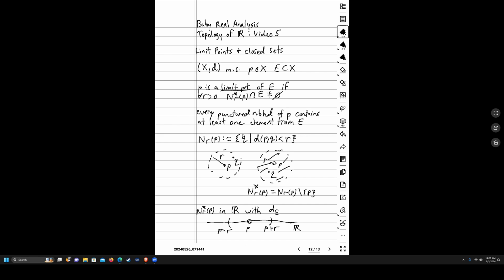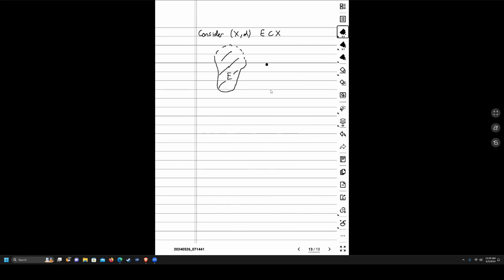All right, so limit point. P is a limit point of a set E if every punctured neighborhood of P contains at least one element of E. So I'm going to draw a picture to represent what that means, like the set E, and then P being a limit point of that set E. This is just a picture of a punctured neighborhood versus a regular neighborhood. All right, so consider this our set E. Again, this is sort of abstract. We don't necessarily know what the metric space is, it's just some metric space X, D. And then E is going to be a subset of X. So I drew this as my set E.